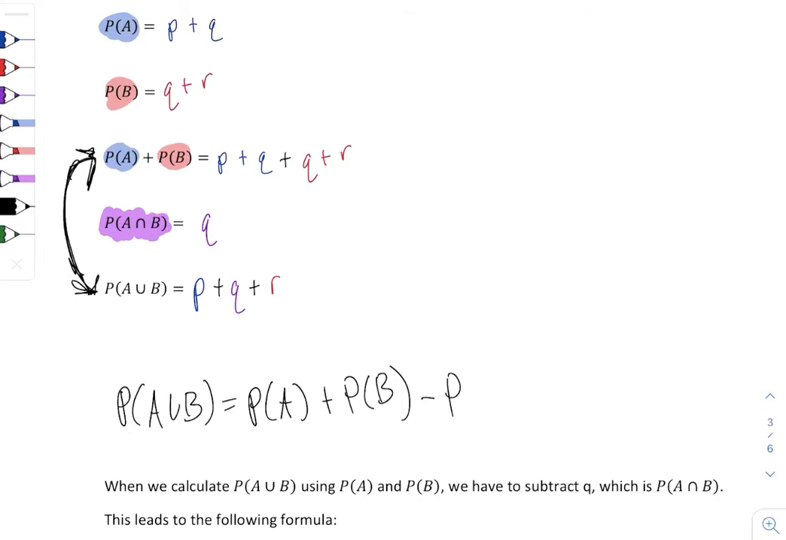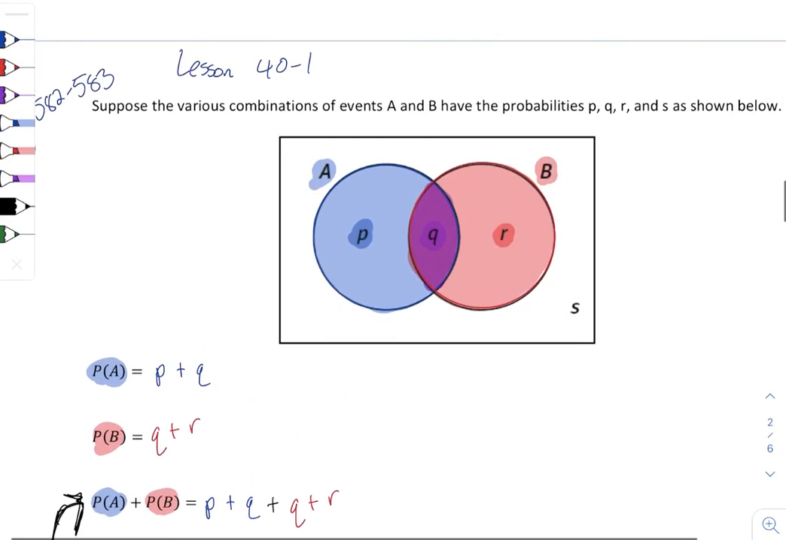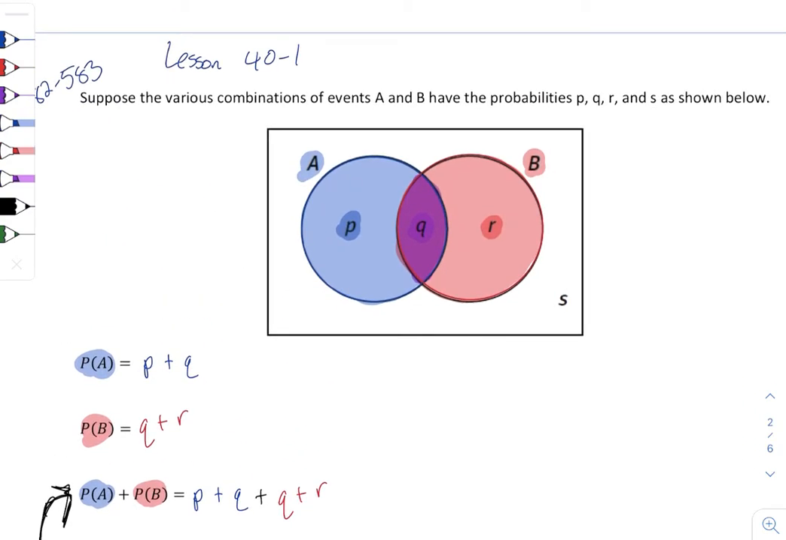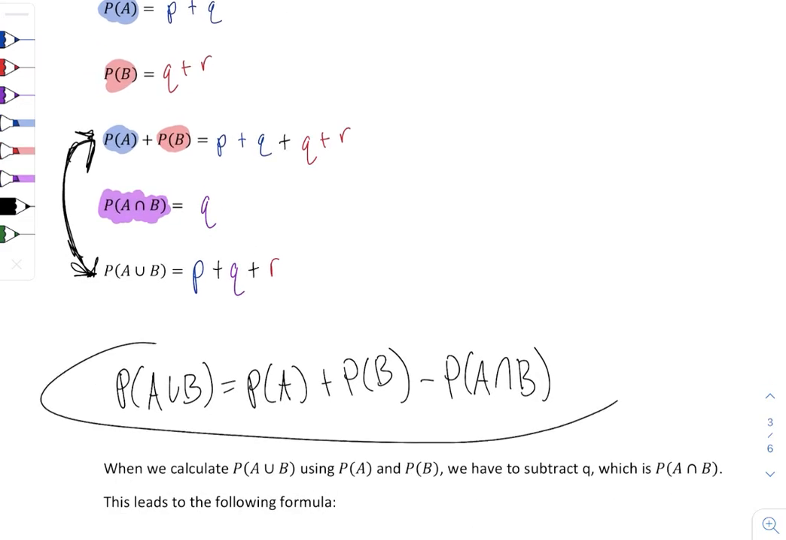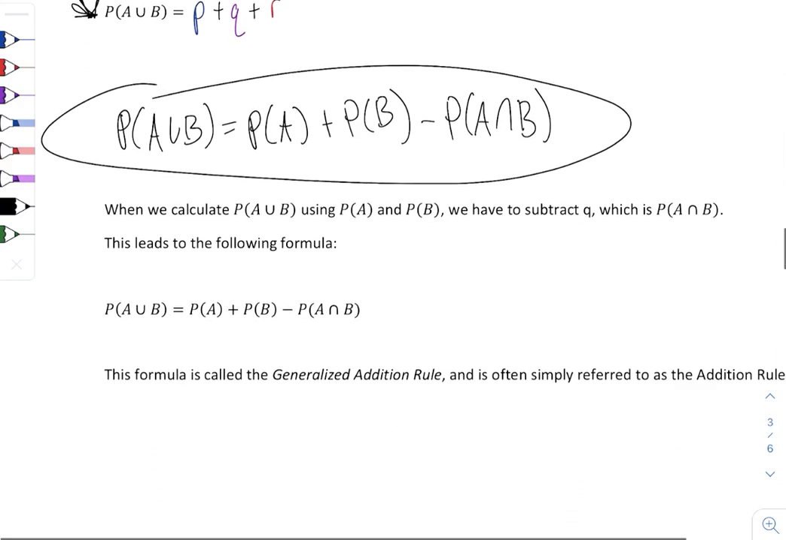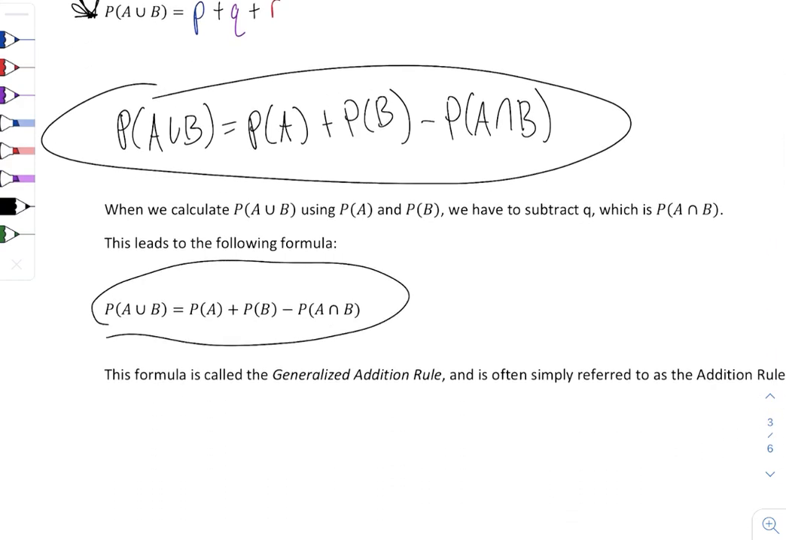The union is basically the probability of A plus the probability of B, but subtracting out the intersection so that we don't accidentally add it twice. When I look at A, it includes Q. When I look at B, it also includes Q. So just adding the two together, Q gets doubled up, and you have to get rid of that. So we subtract it out. That right there is the addition rule formula.